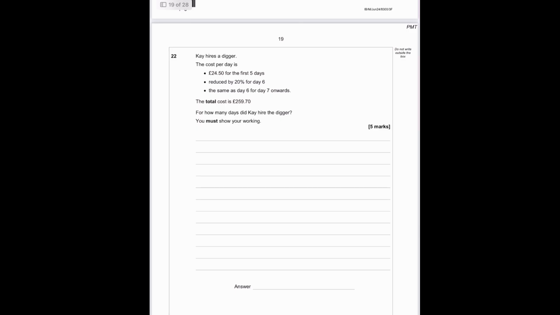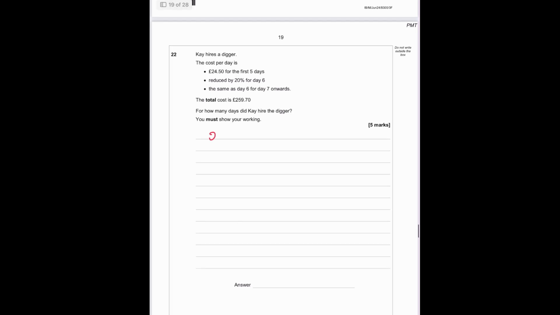22. Day hires a digger. The cost per day is £24.50 for the first 5 days. This is reduced by 20% for days 6 and onwards. So let's start with 20% of £24.50 gives me £4.90, and £24.50 take away £4.90 gives me £19.60. So for these extra days, it's going to cost £19.60 per day.